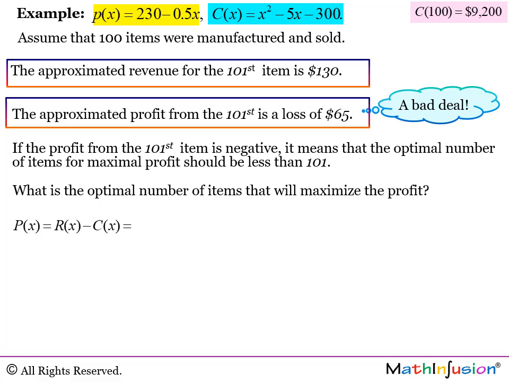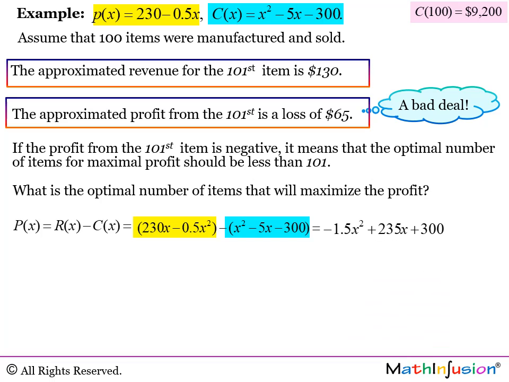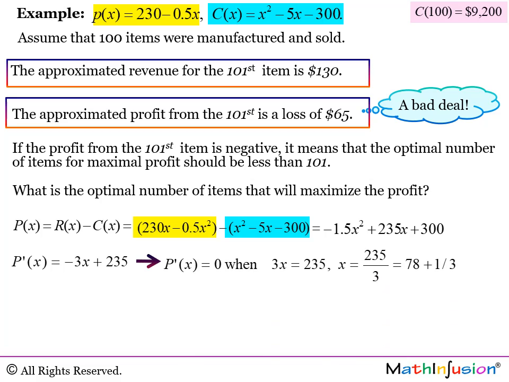Let's substitute x times p(x) for the revenue. We get that. And C(x), just copy. The function for the profit is negative 1.5x to the power of 2 plus 235x plus 300. To maximize, we need to find critical numbers. We differentiate the profit function. We set it equal to 0. And we find out that x is 78 plus 1 over 3.